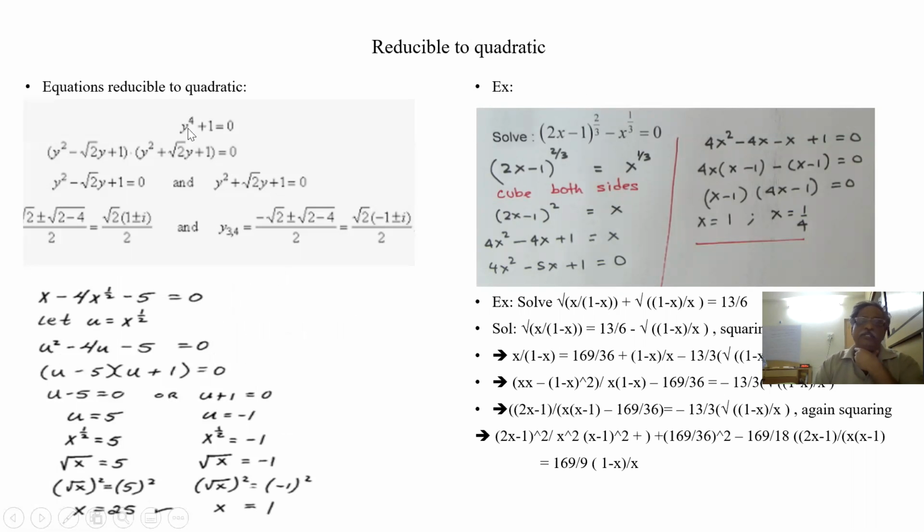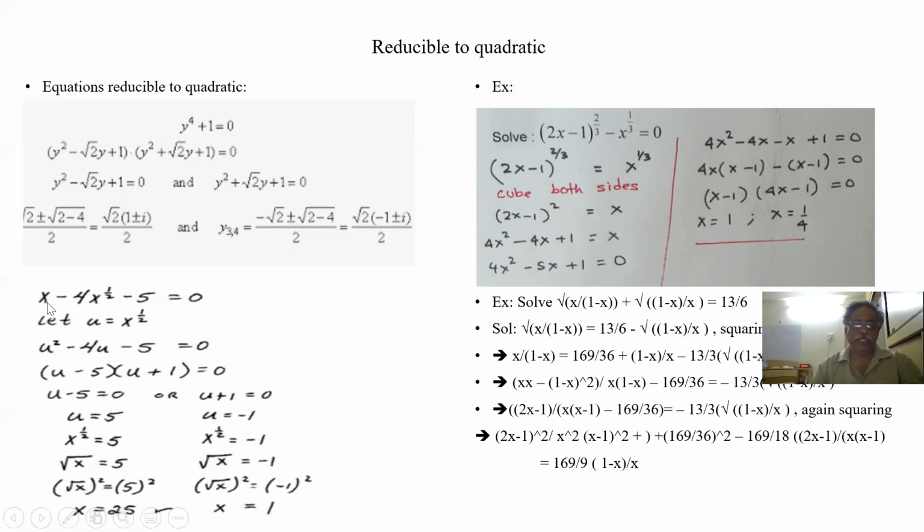Now let us say you have been asked to do y to the power of 4 plus 1 equal to 0. This is not quadratic, so I have to reduce it to a quadratic equation. How can I do this? (y squared minus root 2 y plus 1) into (y squared plus root 2 y plus 1) is equal to 0. If I simplify this, I am getting y to the power of 4 plus 1. I have to factorize into two quadratic equations. So once I know the quadratic formula, minus b plus or minus root of b squared minus 4ac, these are the roots I am getting.